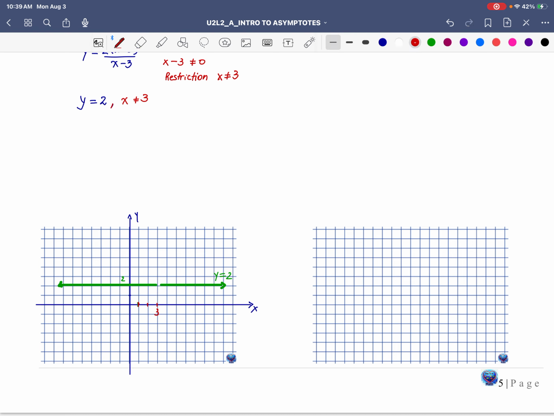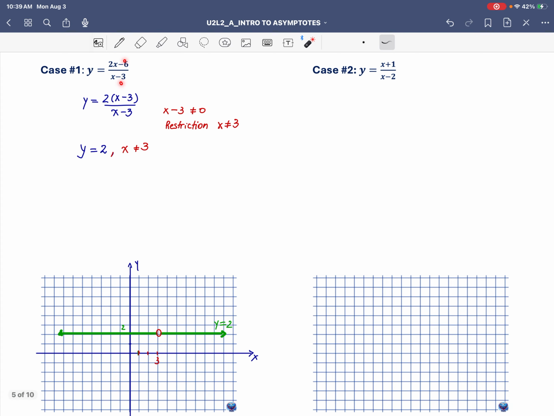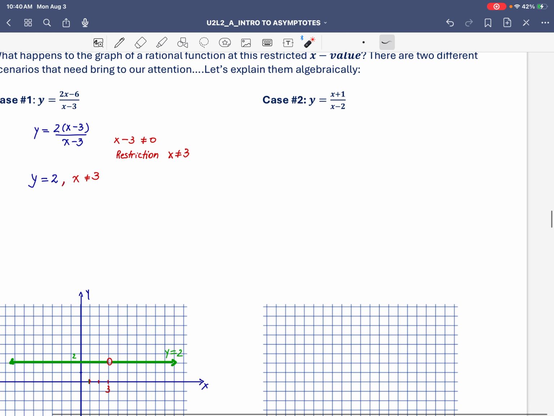All right. And right here, we're going to say that the function will form a break or will form a hole. And that happens when the numerator and denominator have a common factor that removes the restriction. Now, these are normally called removable restrictions. Okay, and we're going to talk a little more about it later.